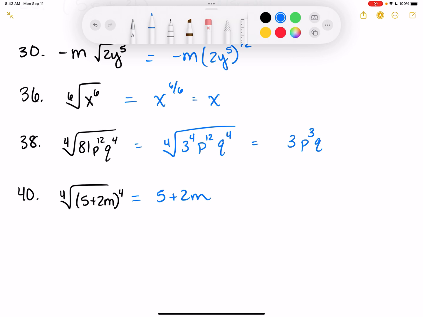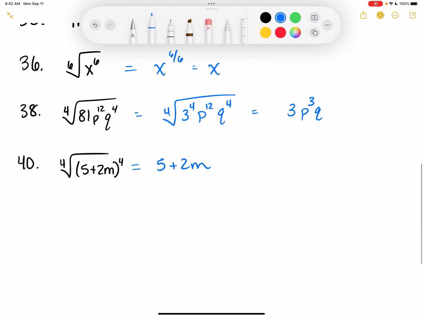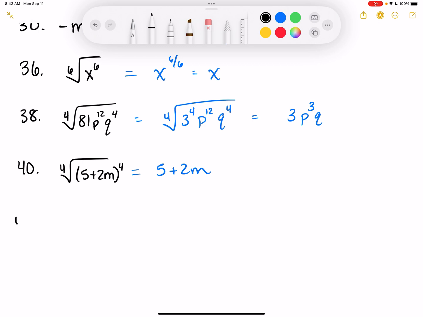All right. So the next one, so far everything pretty much has been able to come out. We haven't had anything left inside. But now we're going to have some where some things are left inside, potentially. So 42, the 3rd root of 250.